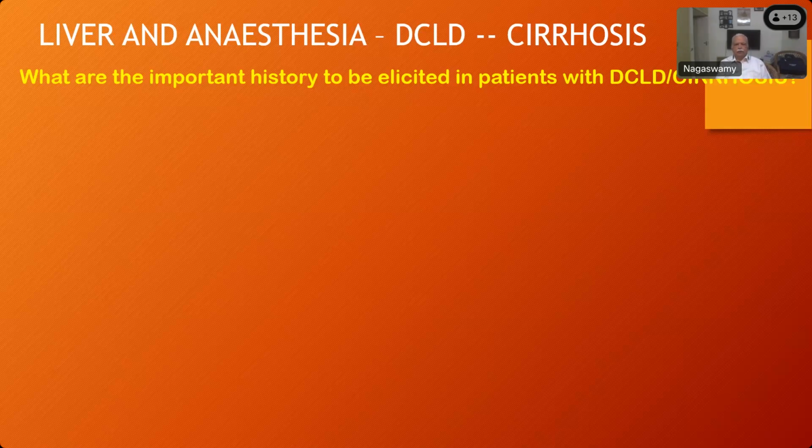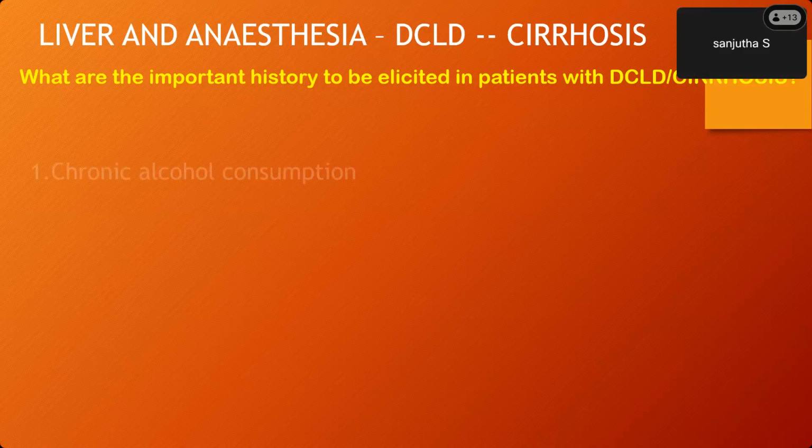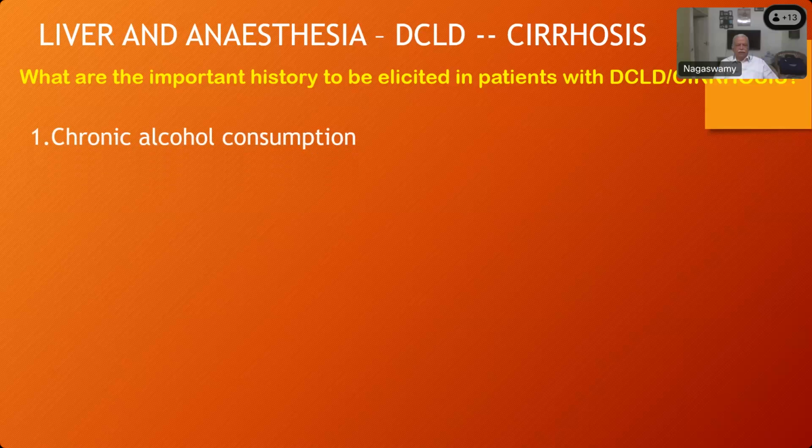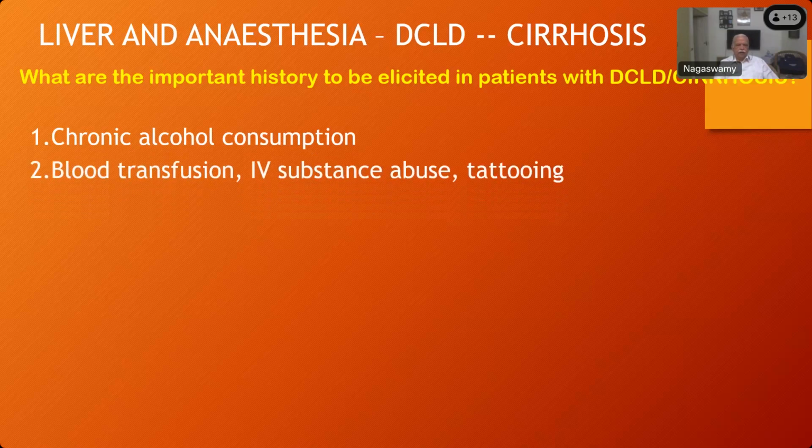What is the most common starting point of the disease? How does the patient start to feel that his body is not all right? Loss of appetite. The patient may have a history of chronic alcohol consumption, because this is the commonest problem with which the patient develops this condition. Once this becomes chronic, it leads to DCLD or cirrhosis.